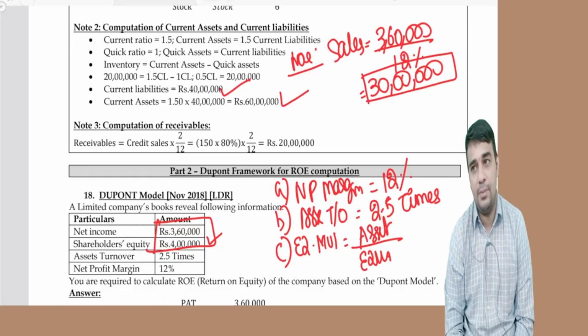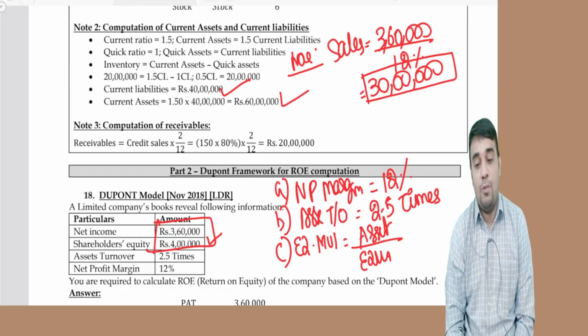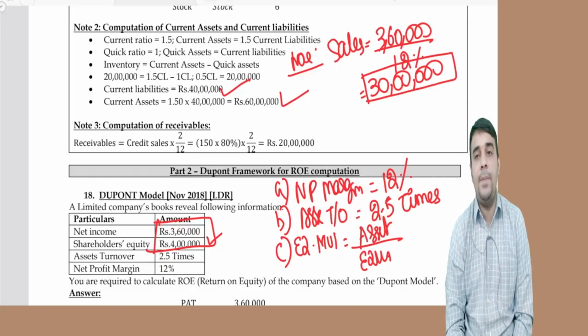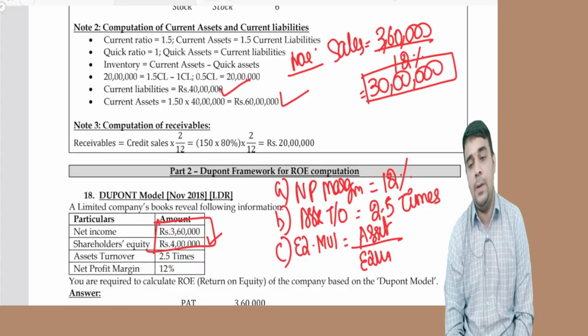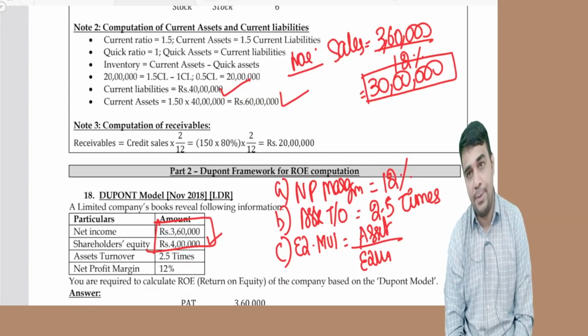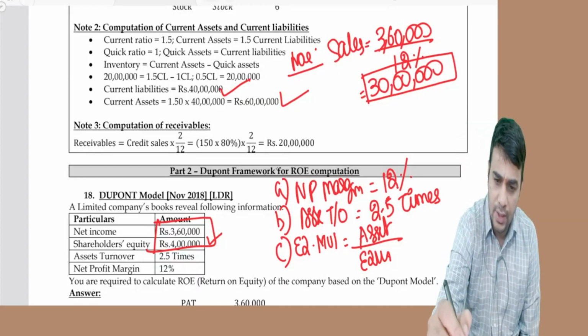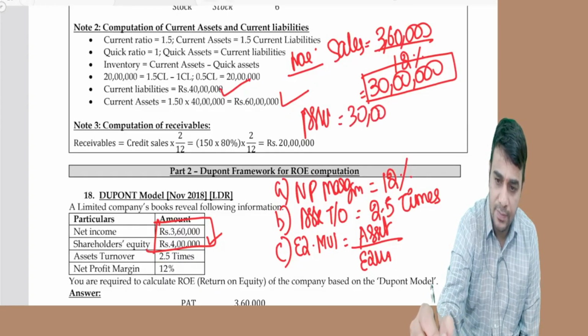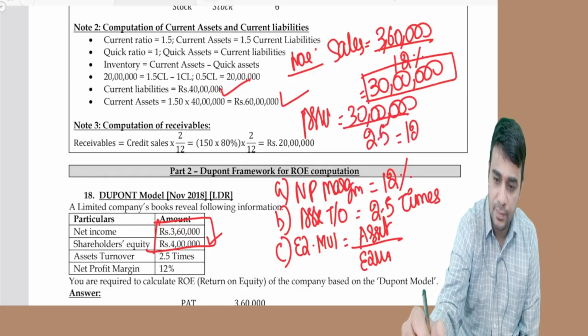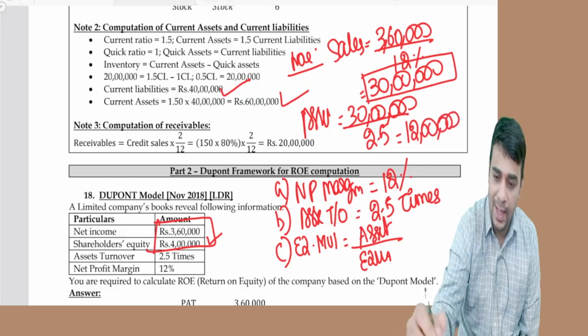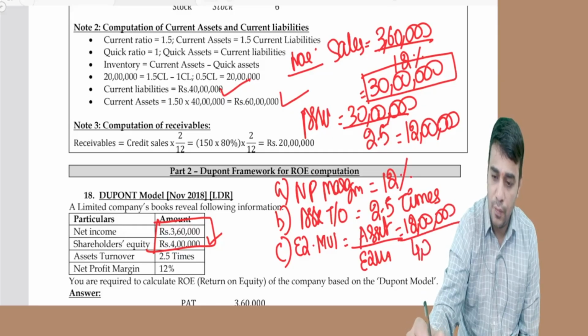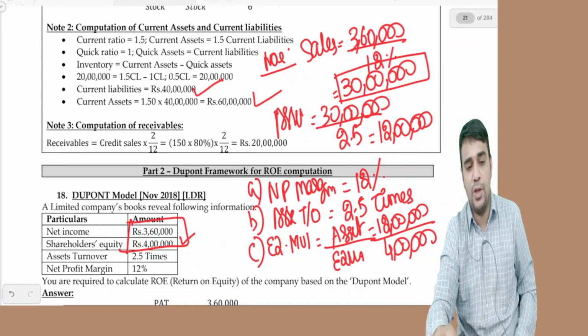I know the ROE number, but presentation has to be done this way only, which is what the DuPont framework is saying. Then they may say, what will be the revised ROE if NP margin improves to 13, or if asset turnover improves to 2.7, something like that can happen. Asset is equal to sales divided by the ratio. How much is the asset? 12 lakh divided by 4 lakh, you get how much?